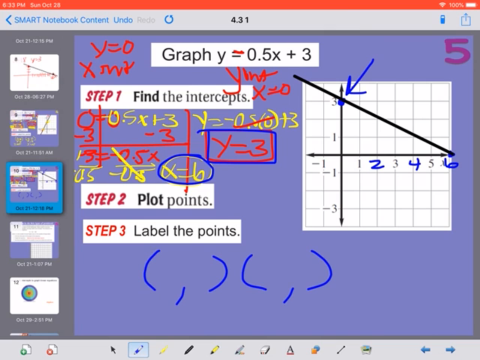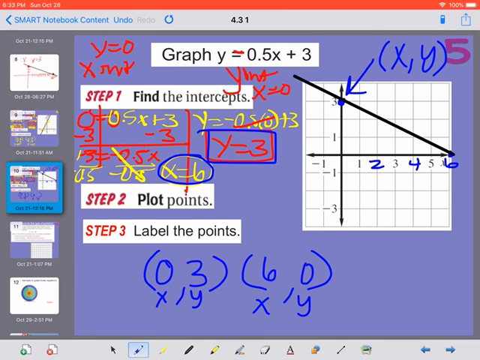This point up here, going in our alphabetical order, x then y. X was 0 left and right, and up 3. That was our y-intercept because it's got a number for y. And on our x-intercept, we are at 6, 0. 6 to the right, and then up and down, nothing.